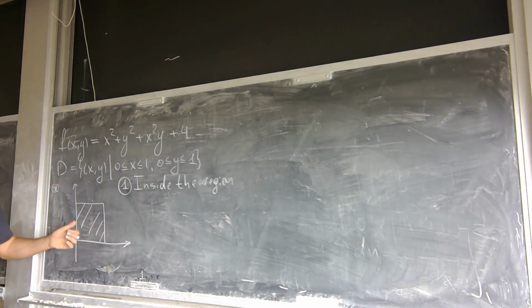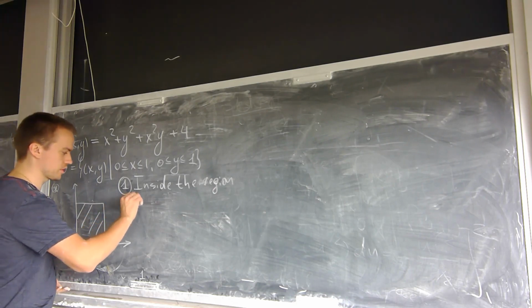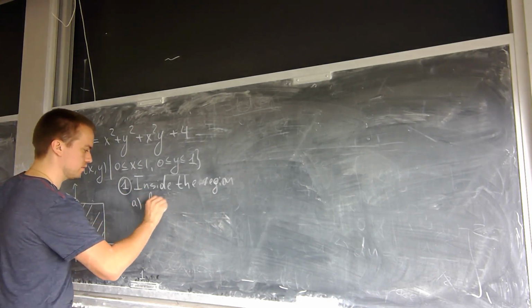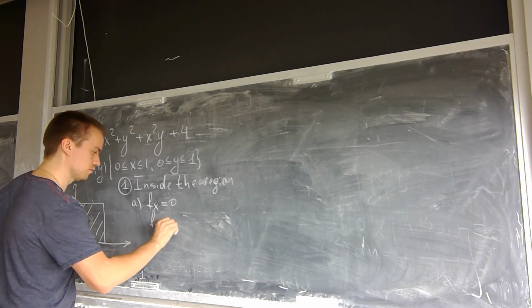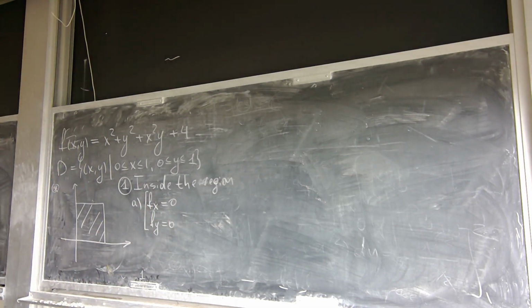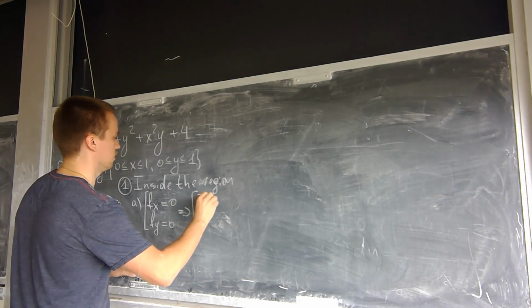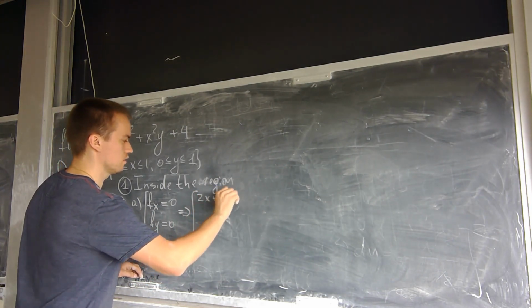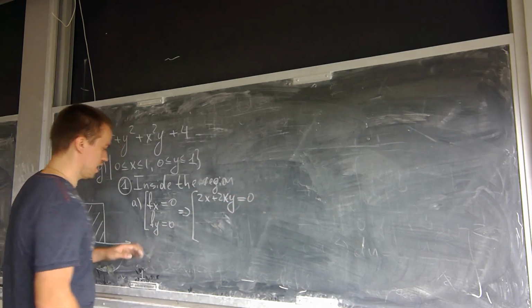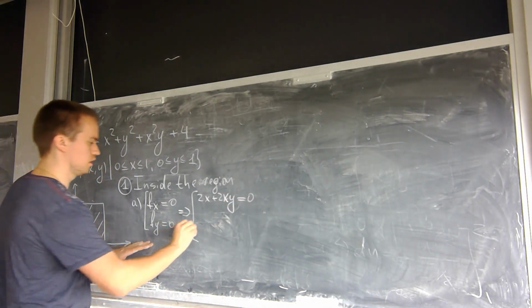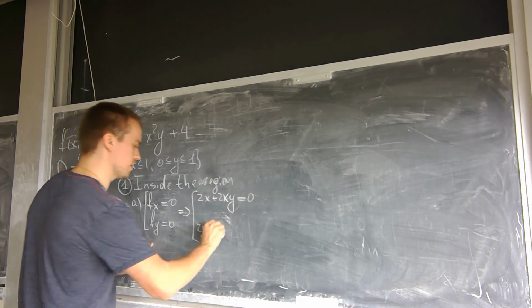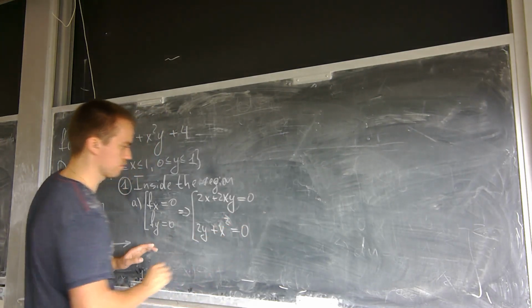Okay. Do you have any questions about this problem? No. Okay. So inside the region, what do you need to do? You just need to find the critical points, yes? And for critical points, f sub x equals 0 and f sub y equals 0. So what is my f sub x? My f sub x is 2x plus 2xy equals 0. And my f sub y is 2y plus x squared equals 0.